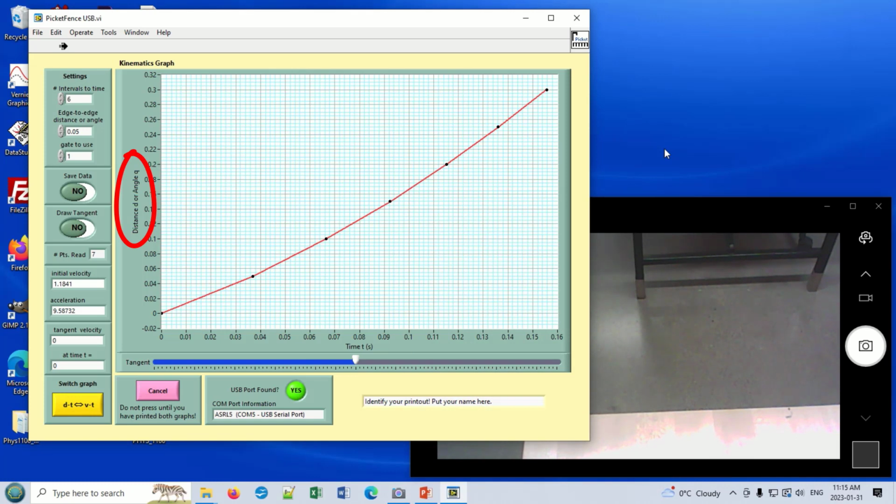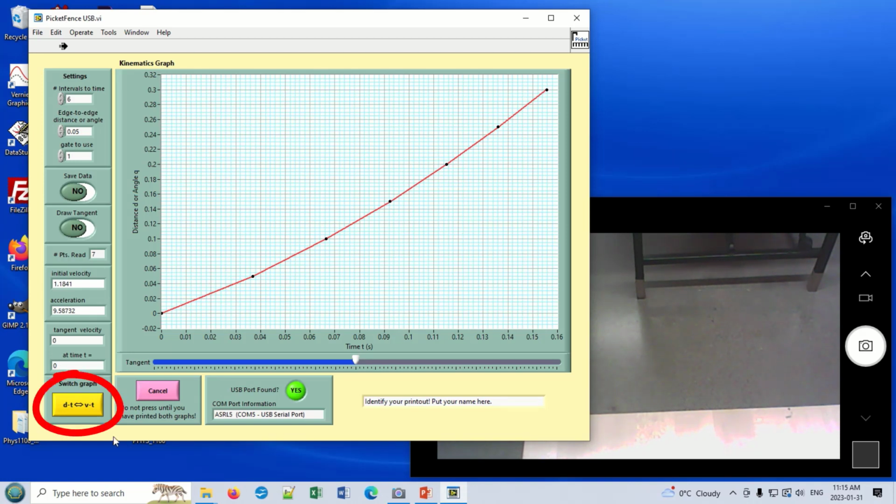So it's showing me a distance time graph right now, and that's great, but we'd like to look at a velocity time graph because we're measuring the acceleration of that picket fence, and we expect the slope of our velocity time graph to be nice and linear and to be equal to the acceleration due to gravity.